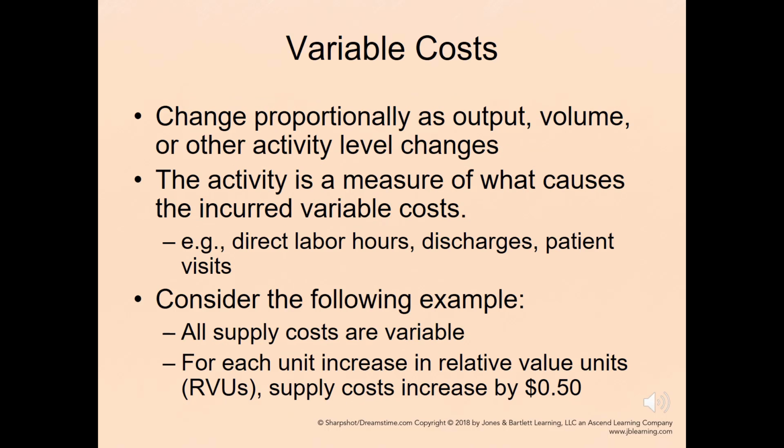Variable costs change proportionally as output, volume, or other activity level changes. The activity is a measure of what causes the incurred variable costs. For example, direct labor hours, or discharges, or patient visits. Consider the following example. All supply costs are variable, so for each unit increase in relative value units, RVUs, supply costs increase by 50 cents.